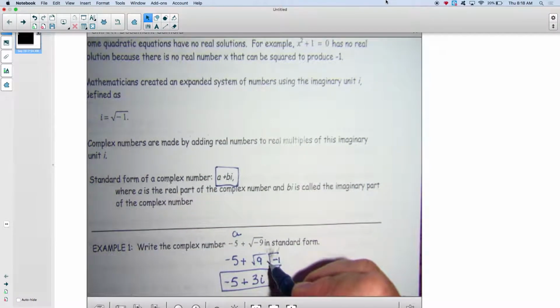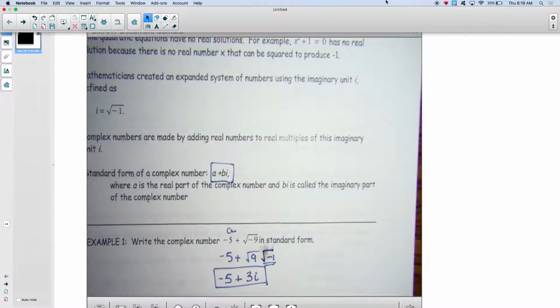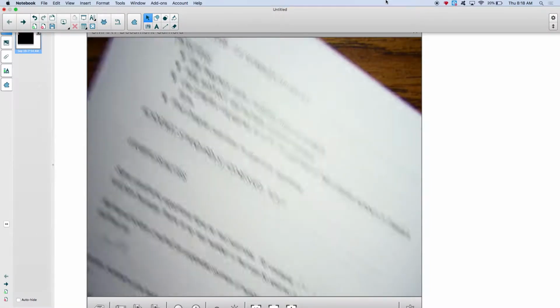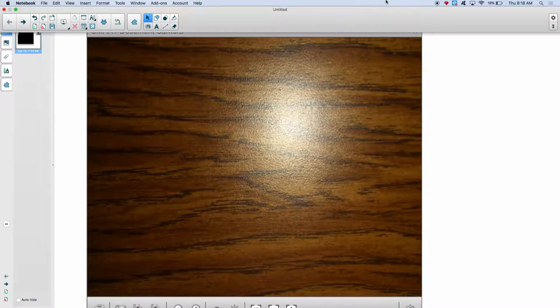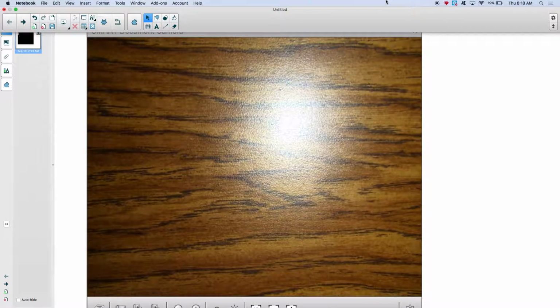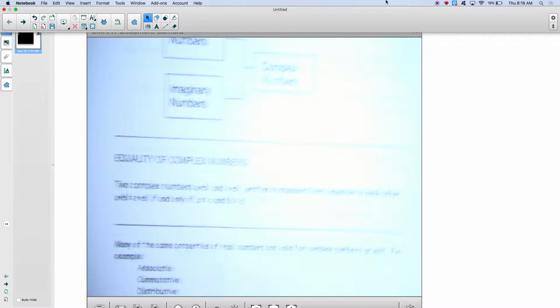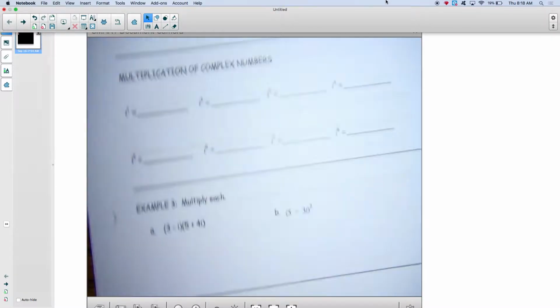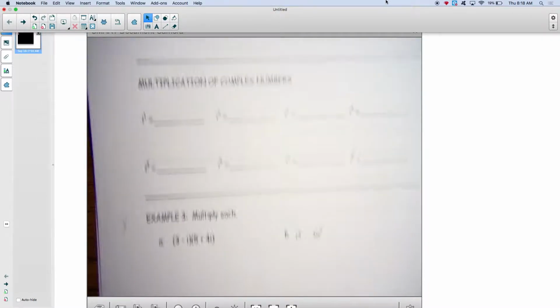It's the square root of a -1, because -9 is 9 times -1. i squared does equal -1. All right, you guys can read all that. Let's look at example 2.